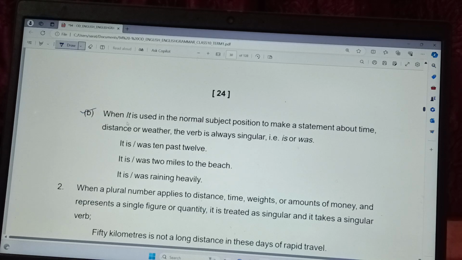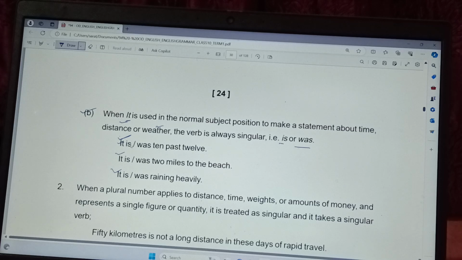B. When it is used in the normal subject position to make a statement about time, distance, weather, the verb is always singular. That is, is or was, guys. That means that if a sentence begins with it, the verb must be singular. Remember, guys, if a sentence begins with it, the verb must be singular. Let's read the example. It is or was 10 past 12.